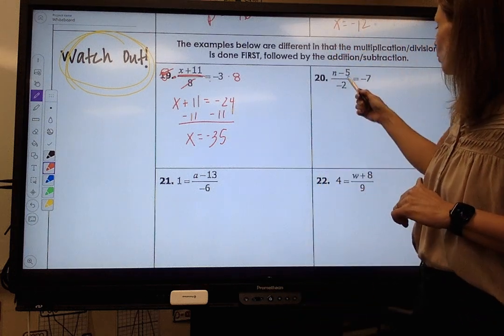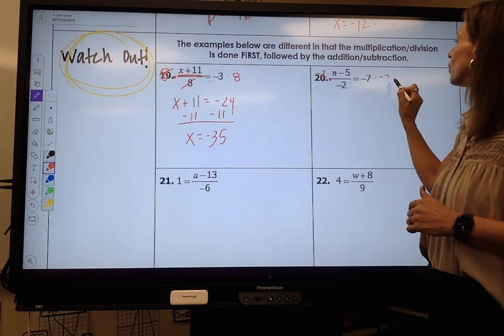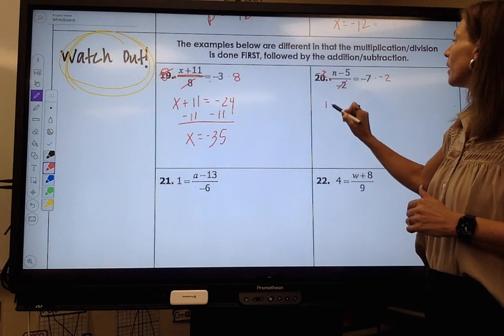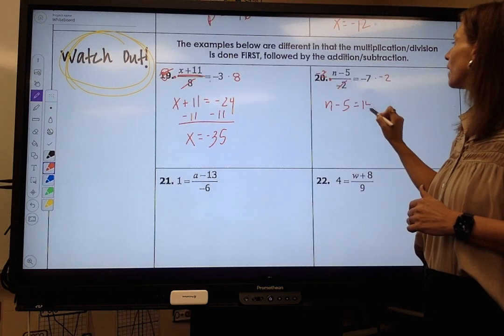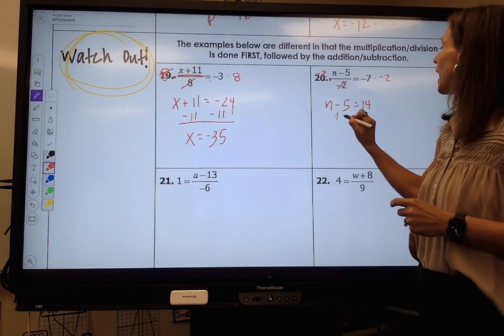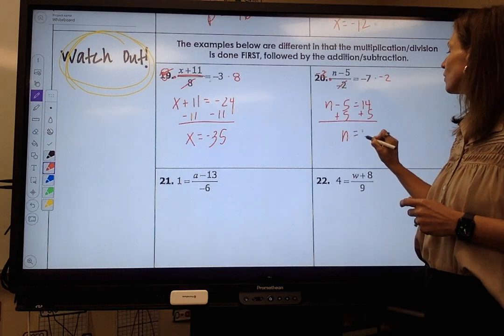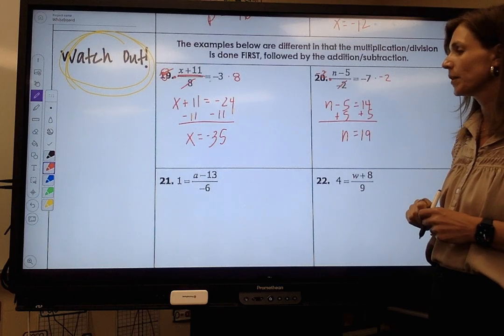So if you look at number 20, clear out my fraction first by multiplying by negative 2. I'm left with n minus 5 equals positive 14. Be careful of those signs. That's a big deal. And then additive inverse, add 5 on both sides, n equals 19.